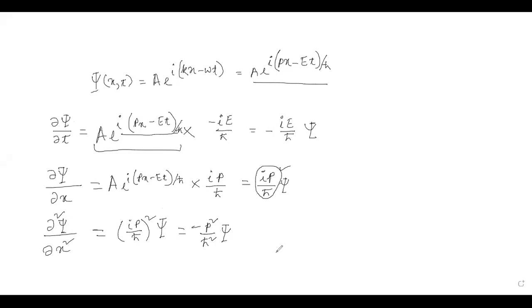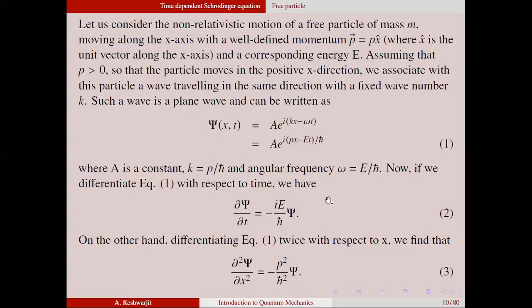So let me share my slide again. This is what I was talking about. Del psi by del t is minus iE by h bar psi, and del 2 psi by del x squared is minus p squared by h bar squared psi. This is what we have just obtained. This is differentiating psi with respect to t once, and this is differentiating psi with respect to x twice. And why do we differentiate this with respect to t once, and this with respect to x two times?